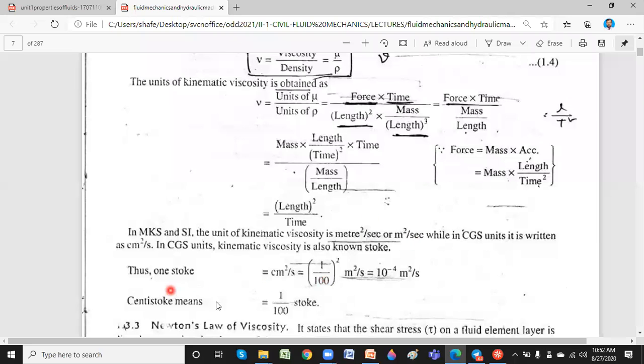Okay, now there may be problems which ask us to convert stokes into meter square per second. Now this is a basic conversion, because one stokes is given as centimeter square per second, and it can be converted to meter square per second like this. So one stokes is 10 power minus 4 meter square per second. Okay, so hope you understood this. Just remember there are two viscosities: dynamic viscosity and kinematic viscosity, and the units are Newton second per meter square and meter square per second in terms of SI units. Okay, so that's about your viscosity.